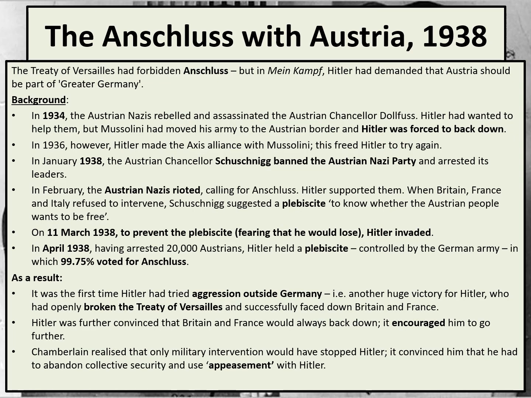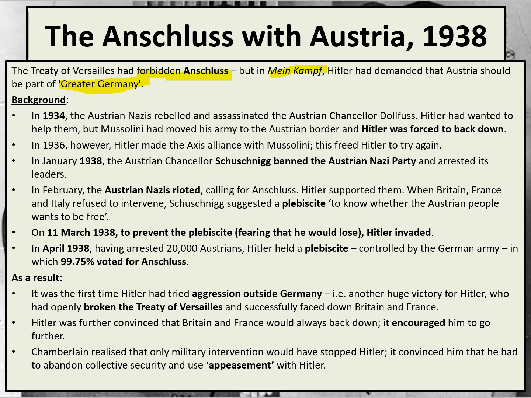This brings us to our final event from today. So, the Treaty of Versailles had forbidden Anschluss. They had forbidden the union of Austria and Germany. But in Mein Kampf, in Hitler's book, My Struggle, he had demanded that Austria should be part of this Greater Germany. So in a way this was breaking the Treaty of Versailles because it had been forbidden, but this was about expanding Germany. This was about Germany's right to take over surrounding territories.